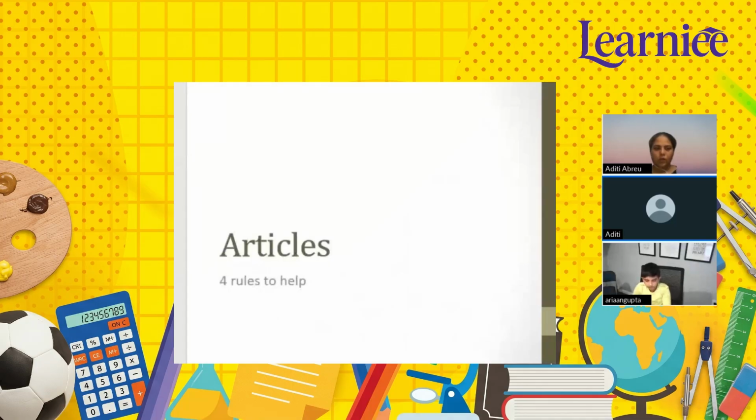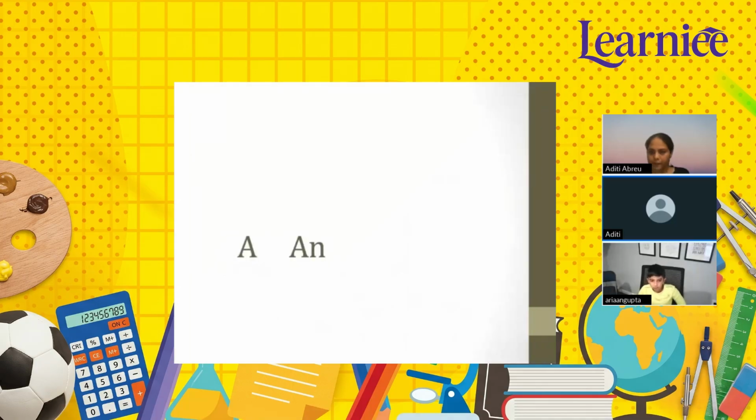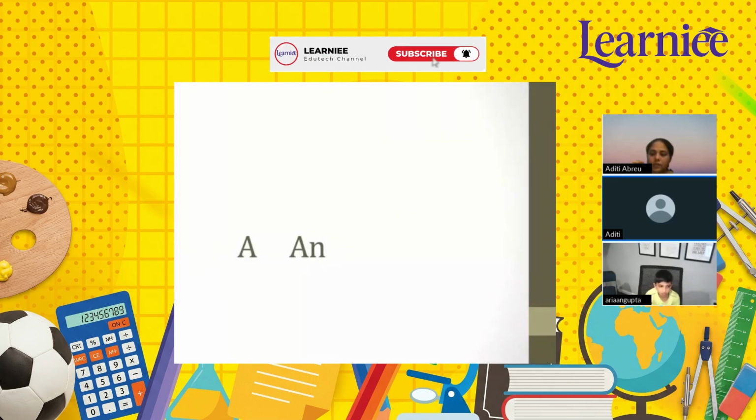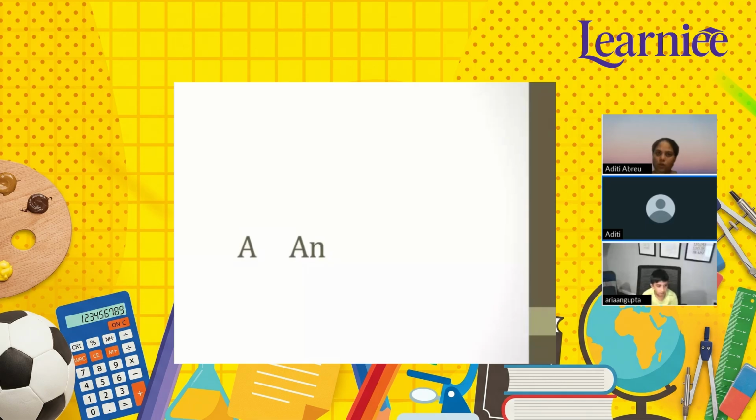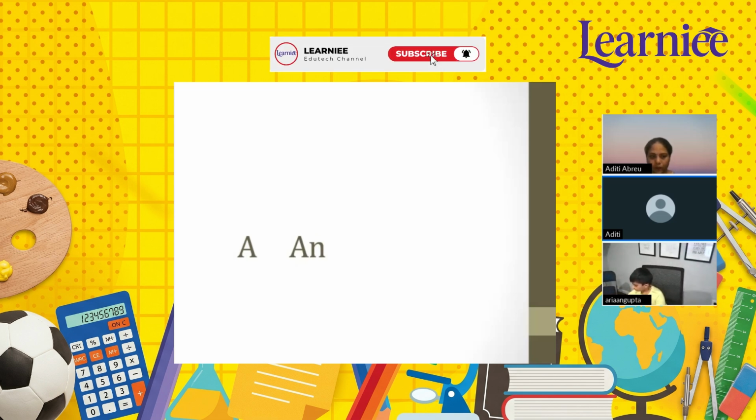So now what are articles? Articles are the words which we use before a noun to introduce a noun. So there are only three articles. Only three words are there. One is a, one is an, and one is the. Clear? What are the three articles?